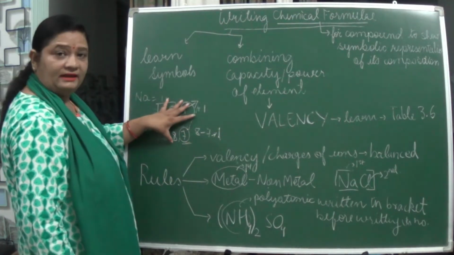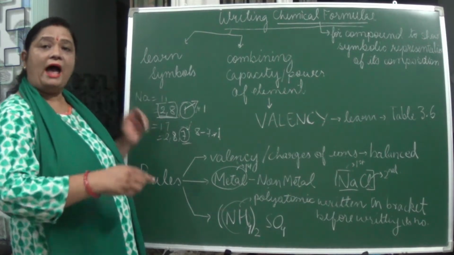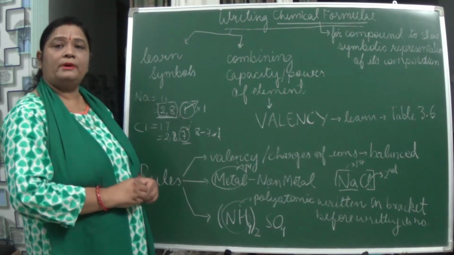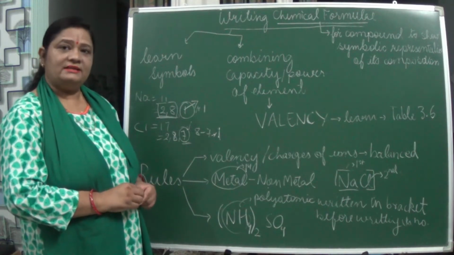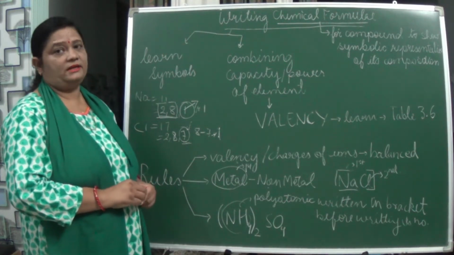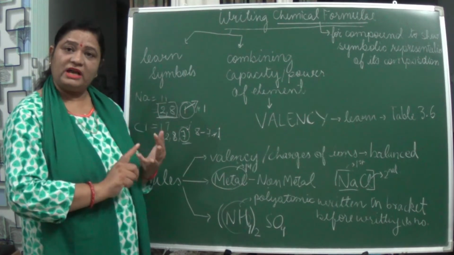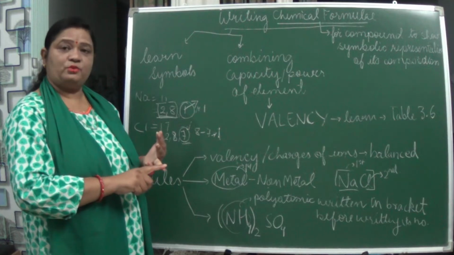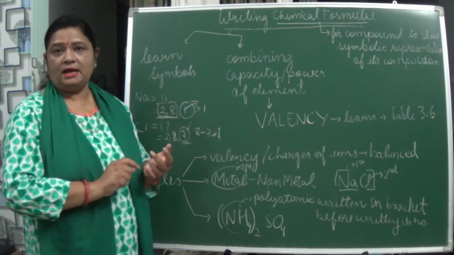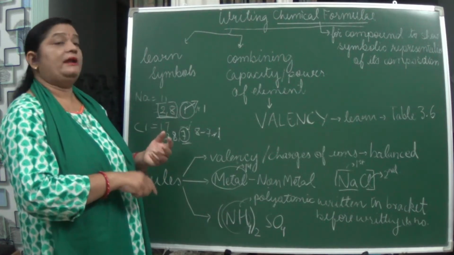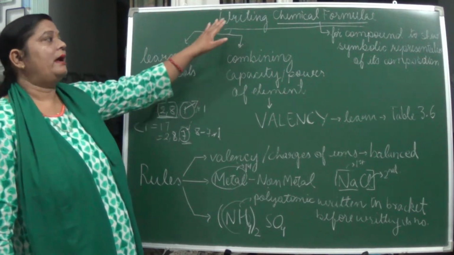So this is the combining capacity of the element. In class 9, you should learn at least atomic numbers 1 to 20, the valency, and the valence electrons present, so that you can work out the valency of the element. You have to learn the symbols of the elements also, at least up to 20: the atomic number, the valency as well as the symbols properly. If you can learn more, that's well and fine. So now we are going to learn writing chemical formulae.